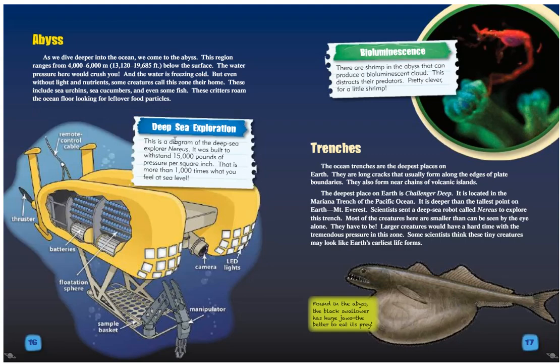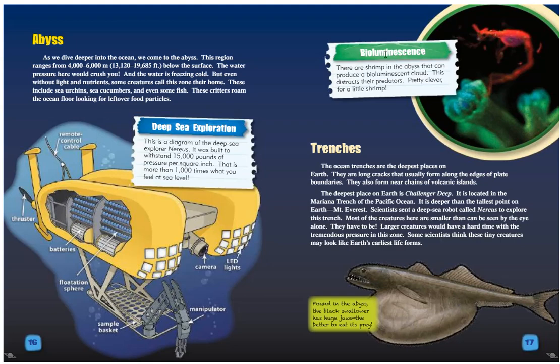So, deep sea exploration. This is a diagram of the deep sea explorer, Nereus. It was built to withstand 15,000 pounds of pressure per square inch. That is more than 1,000 times what you feel at sea level. So human beings need submarines like this in order to even be able to explore oceans that deep.